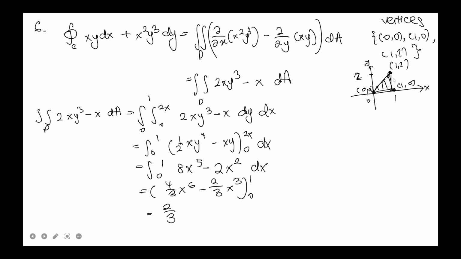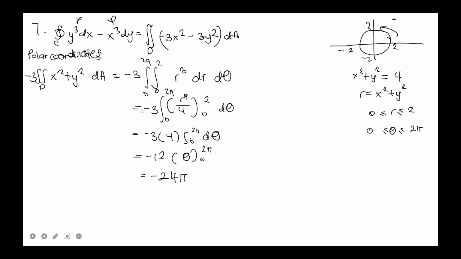From this we can get the boundary here. This is P, this is Q. Partial of Q with respect to x is 2xy cubed, and partial of P with respect to y is x. Then we substitute it into this, substitute the boundaries, and do the double integral. We get 2/3.